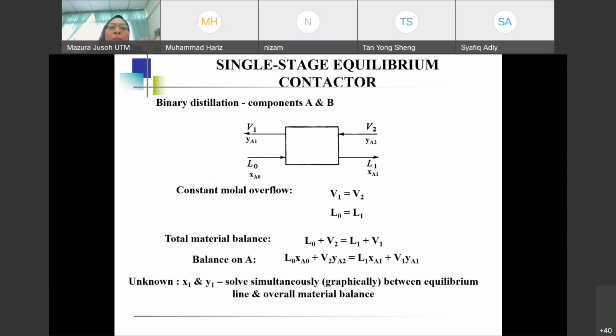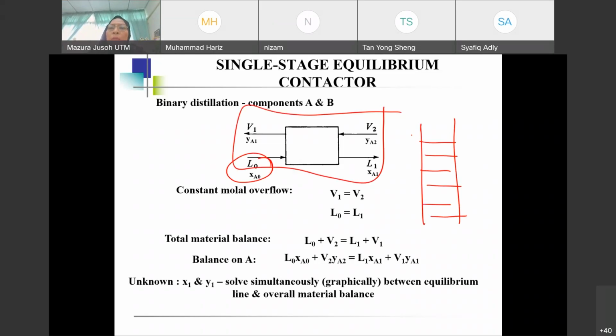I think you will have L naught as the liquid coming in. This is for one tray. If you imagine for this tray, what's pictured here is one tray.